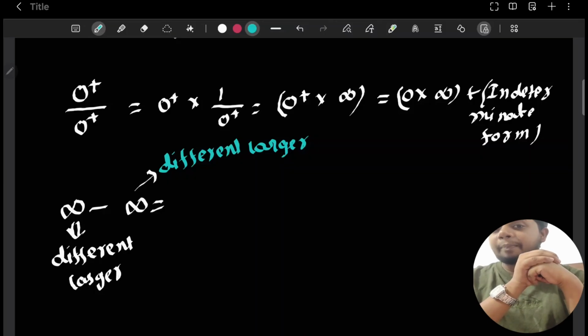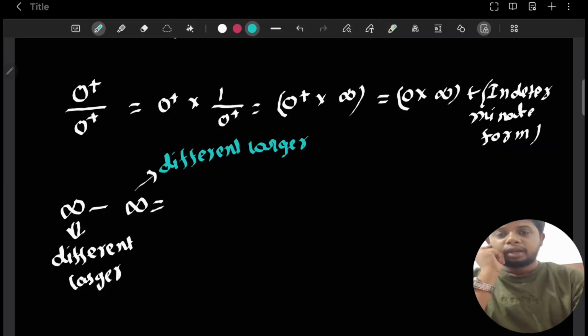That means if I subtract, I'll get 2. Similarly, I'll get 3, 4, 5, 6, all the answers. That means again indeterminate. Okay. If you have not understood, that is also okay. Now I'll prove it.